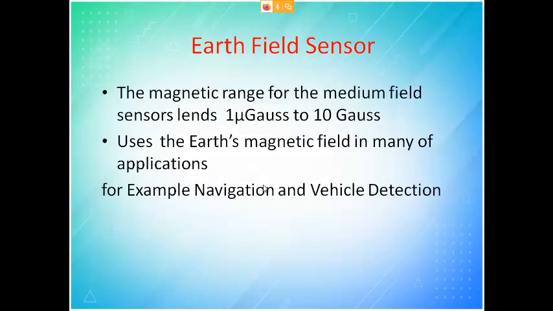Then you move on to the earth field sensor. The earth field ranges from 1 micro to 10 Gauss. It uses the earth's magnetic field in many applications. I think you might all have seen navigation, then vehicle detection, all of that uses the earth field. So I will show an example here.